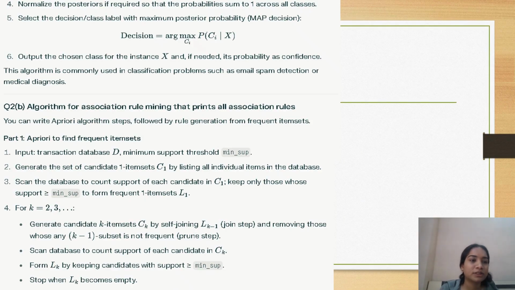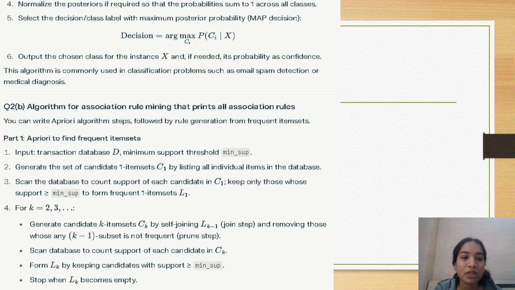All the steps are given over here, 1 to 6. Part B is the algorithm for association rule mining that prints all association rules. I will explain a popular algorithm used to generate association rules from transaction data. This is the Apriori algorithm, which finds frequent item sets and then forms rules. The first step is to give the input: a transaction data set, minimum support and minimum confidence.